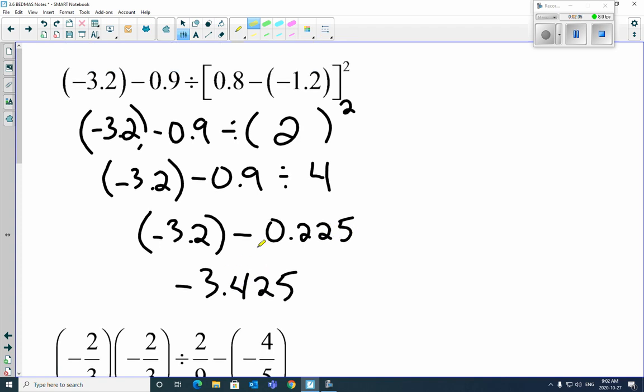So they start to look complicated, but the order is still the same. BEDMAS is always in play. Keep yourself organized. You can see it kind of looks like a triangle. We're working our way down to a point.